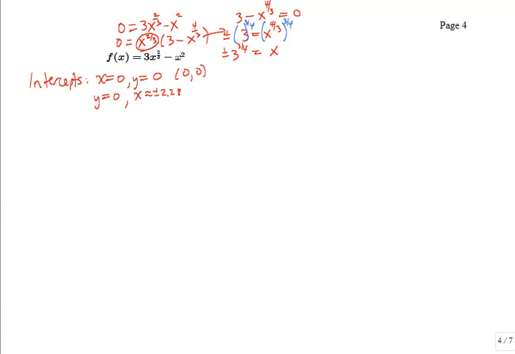Now, we don't have a fraction here. We don't have a rational function, so we're not going to have any asymptotes at all. So there's going to be no vertical or horizontal asymptotes to worry about.